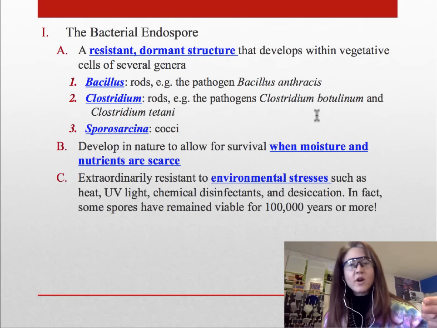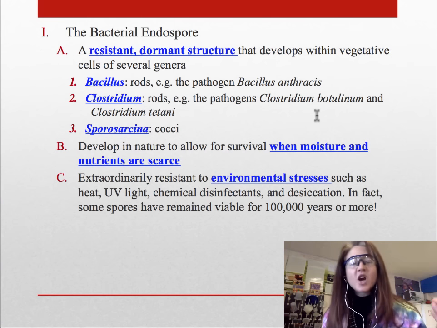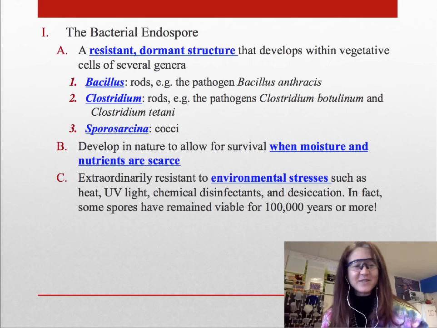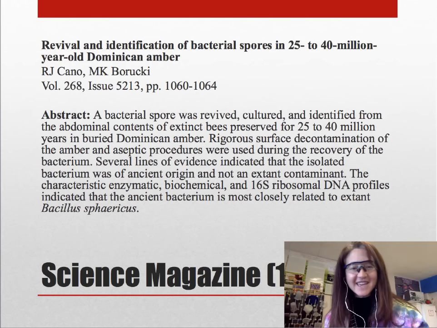So these two genera of bacteria are incredibly infamous. The third is not. It's kind of the odd man out. Sporosarcina, however, is the only coccus that forms an endospore. So we know that these endospores are incredibly resistant and dormant. They develop in nature when moisture and nutrients are scarce, when the going gets tough. They're so resistant to environmental stresses that they can literally live for more than 100,000 years. And in fact, in 1995, there was an article published in Science magazine that is going to just knock your socks off.